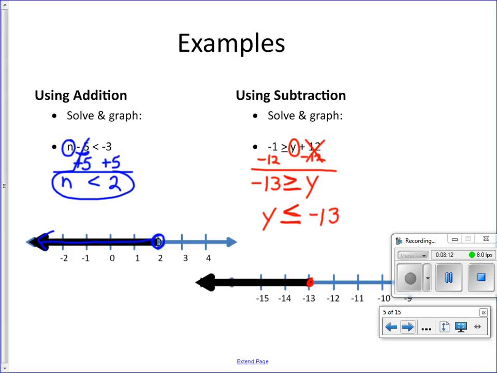Because of this line right here, we are going to make our circle closed. I'm going to make it bigger so you can see it. Because negative 13 is a solution to this inequality. And then it is everything to the left. Okay?